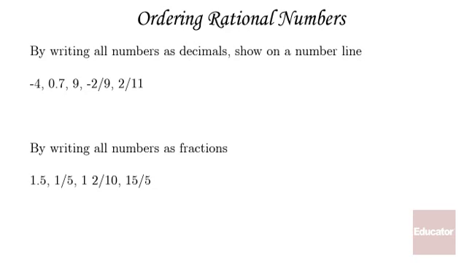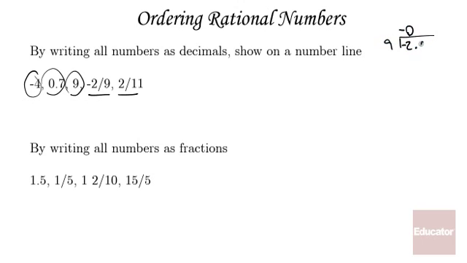Let's try ordering some rational numbers. And I'm going to do this by writing all the numbers as decimals and then showing it on a number line. So this can stay, this can stay, this can stay as it is, but I do need to change these two numbers into decimals. I'm going to start by doing 2 over 9. So this is going to be a negative 2/9.